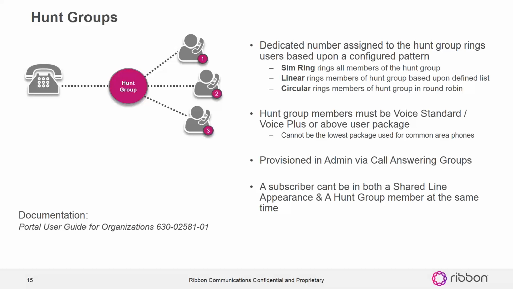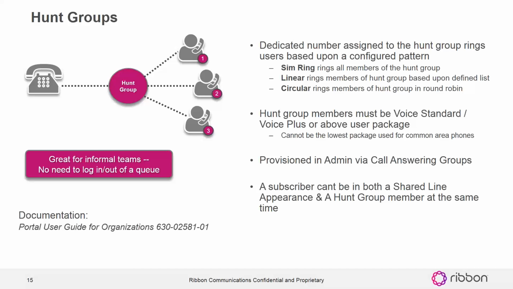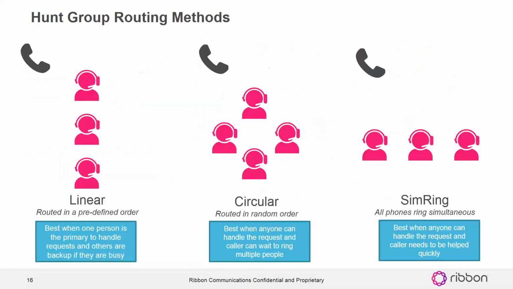A couple of mutually exclusive things that not everybody knows: you cannot be part of a shared line appearance and be a Hunt Group member at the same time, because of some interactions. So those are mutually exclusive. And Hunt Groups are great for informal groups, people who are not going to need to log in and out of a queue or something like that. So if we look at the different types of Hunt Groups, if we start off with the linear, it's going to start with the first person you have in the list, go to the second and the third.